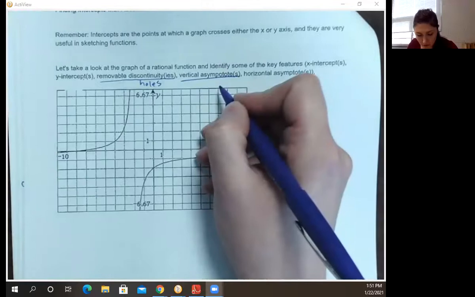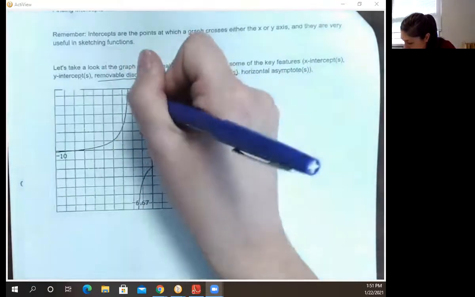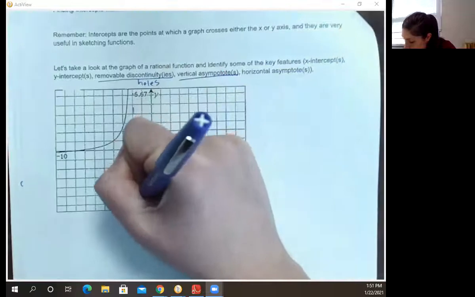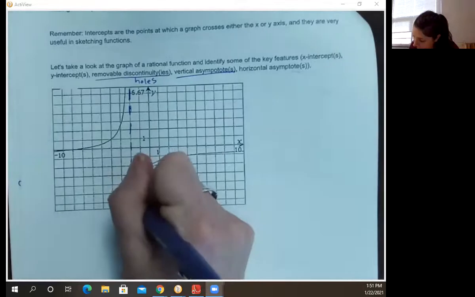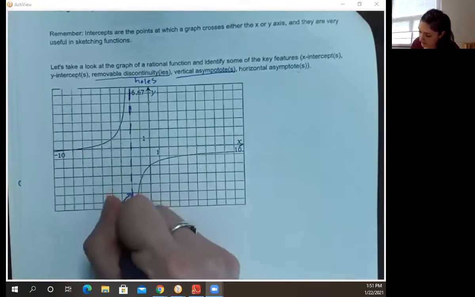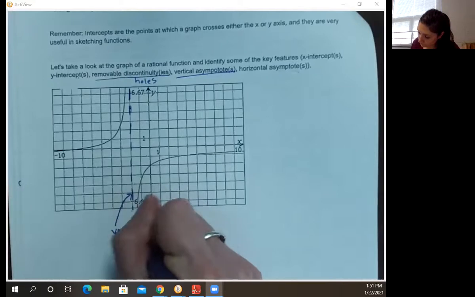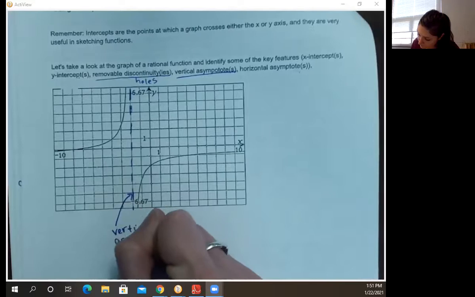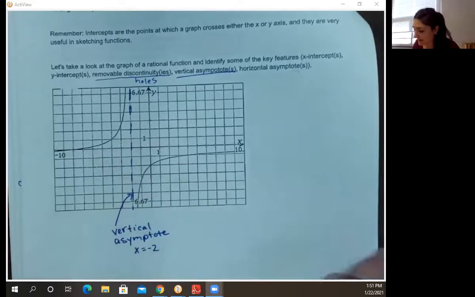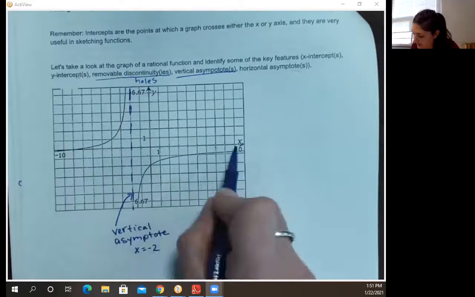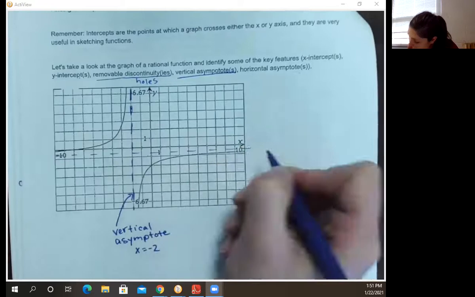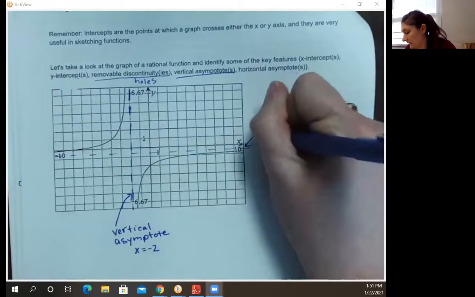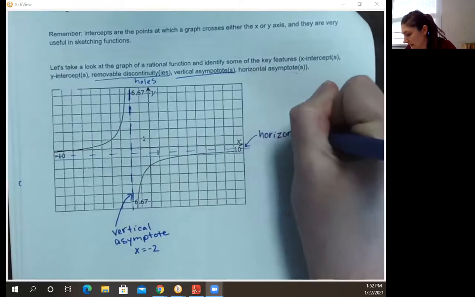But we do have a vertical asymptote. It looks to be right about here. I've got this split in my graph. So I've got a vertical asymptote, and it looks like x equals -2. Now, we also can see another split in our graph this way, right about here. Since this line is horizontal, this is what we would call a horizontal asymptote.